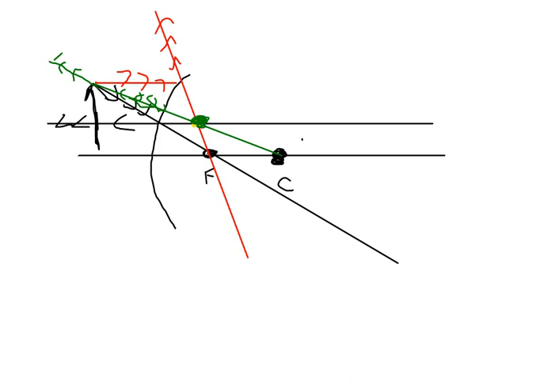A person standing here would perceive this image as right here. A person standing here would perceive the image from here. A person standing here would perceive the image from here. Everyone would perceive the image to be right here, and it would be a smaller image than it was before. And we would call this a virtual image instead.